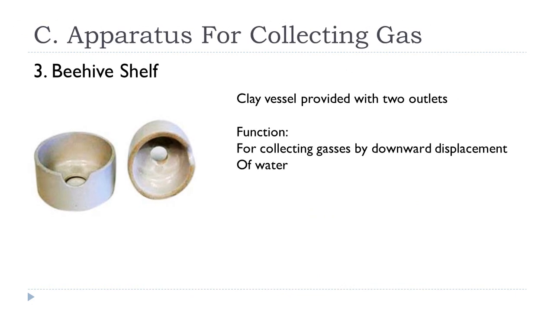And next apparatus, beehive shelf. It is a clay vessel and it has two outlets. One is present on the side and another one is at the top. And what is the use of the beehive shelf? It is used for collecting the gases by downward displacement of water.